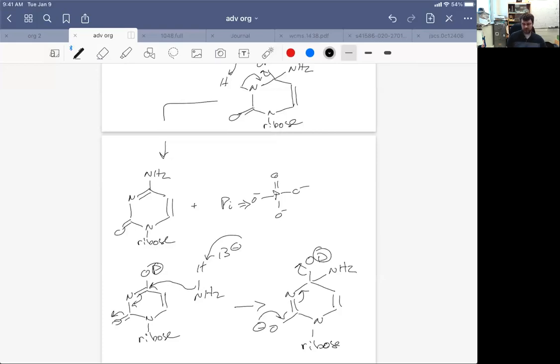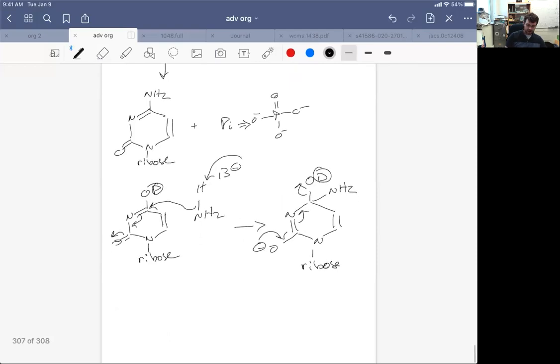But then that negative charge can swing down and kick off the OP, get back to an aromatic system. Either way, we replace that OP with an NH2 at the top of our heterocycle. If you check your notes, this is the pyrimidine of cytidine.